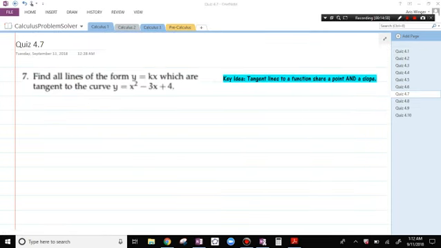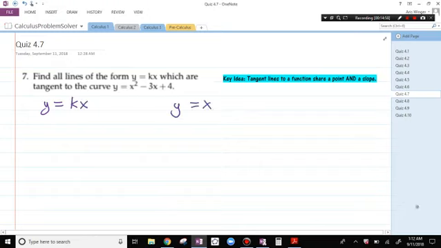Find all lines of the form y equals kx which are tangent to the curve y equals x squared minus 3x plus 4. The key idea here is that tangent lines to a function share a point and a slope. So here we have a tangent line y equals kx, and here we have the graph y equals x squared minus 3x plus 4.